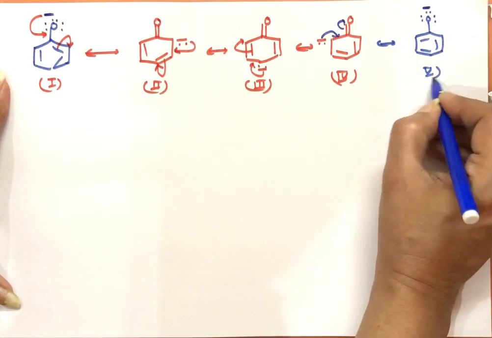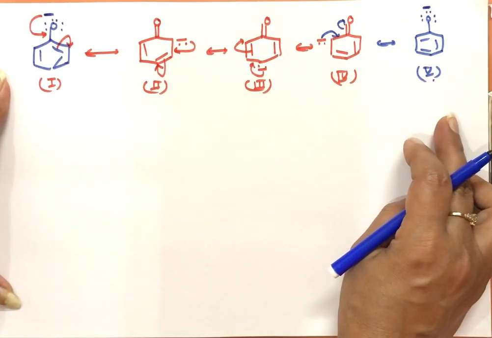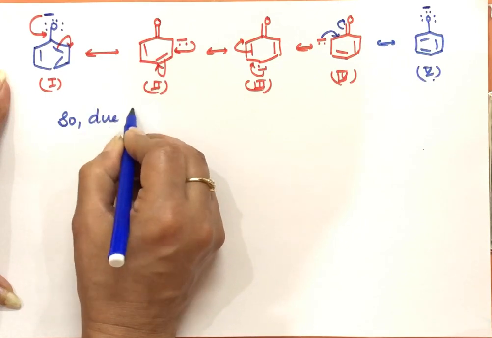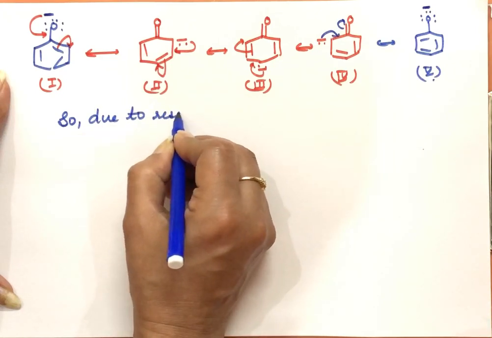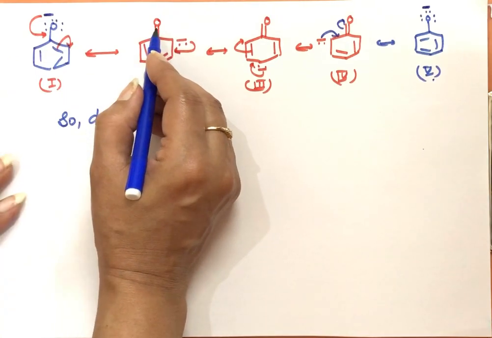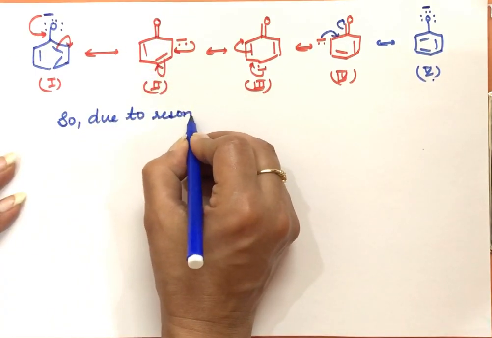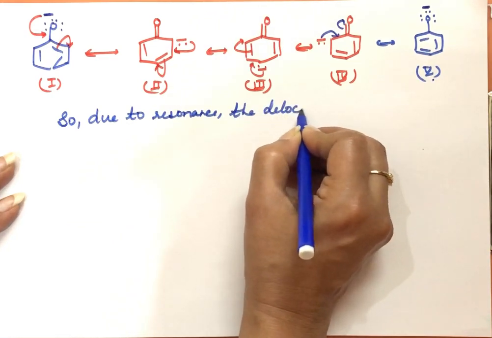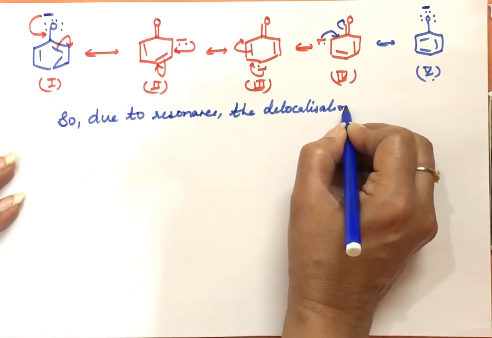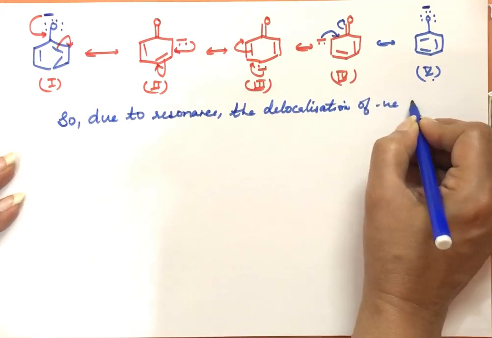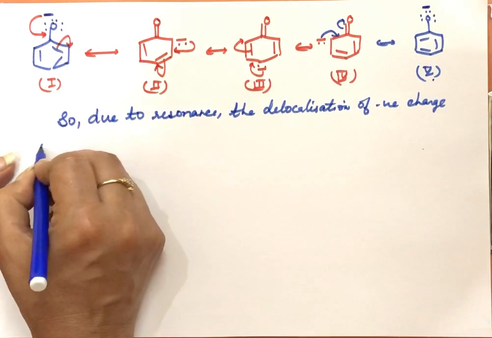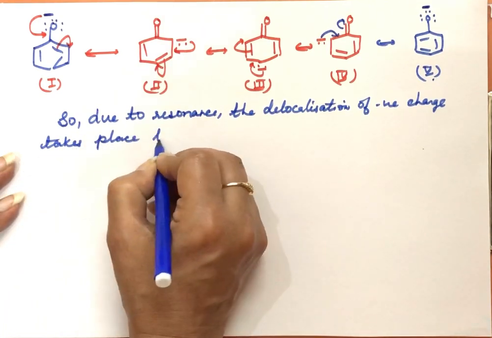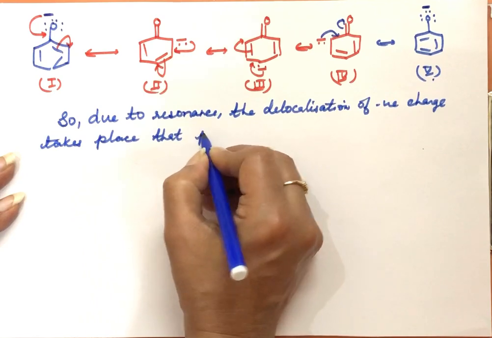So now these are the 5 resonating structures shown by phenoxide ion. So due to resonance, what happens? There is delocalization of negative charge. This negative charge which is coming on the oxygen will get delocalized due to resonance. The delocalization of negative charge takes place, that makes phenoxide ion more stable.